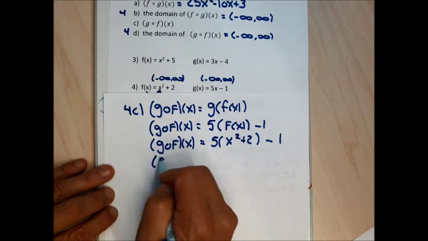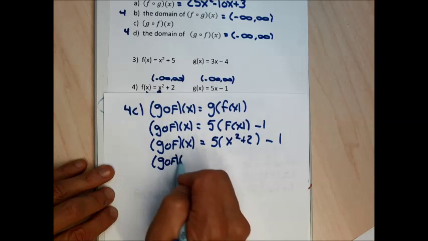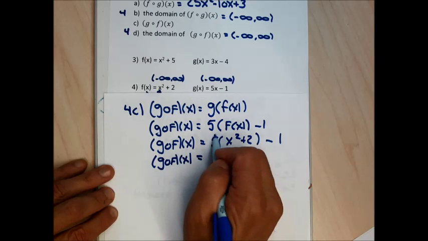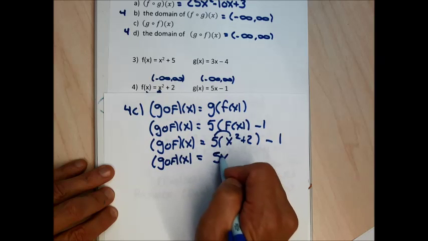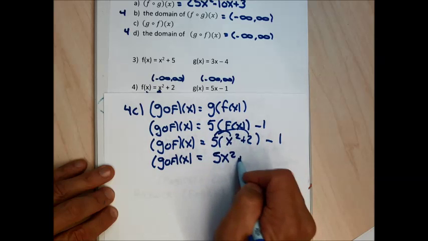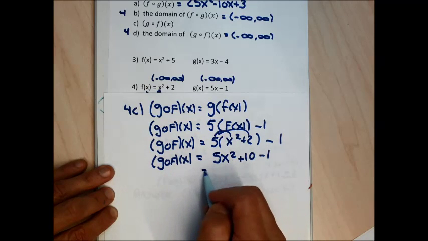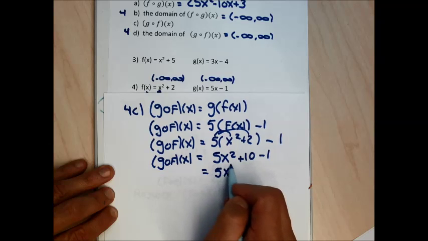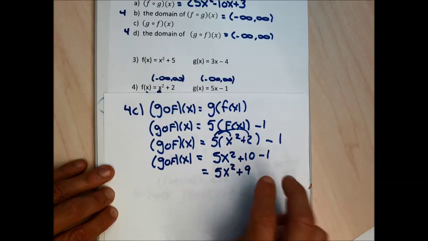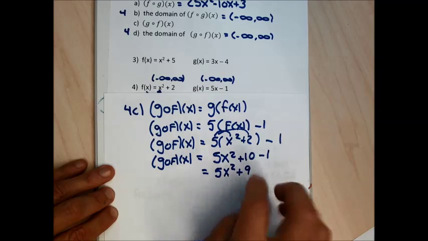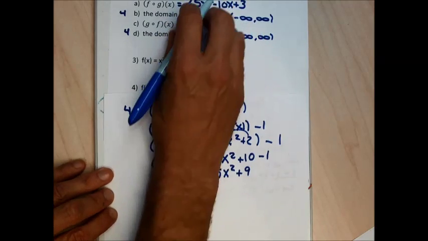I'm going to clear the parentheses, and this parentheses is a lot easier to clear. When I clear the parentheses, I go 5 times x squared is 5x squared, 5 times 2 is plus 10, and then I have the minus 1. The answer to part C, g composed with f of x, is going to be 5x squared plus 9 because the last terms here combine to be a 9.